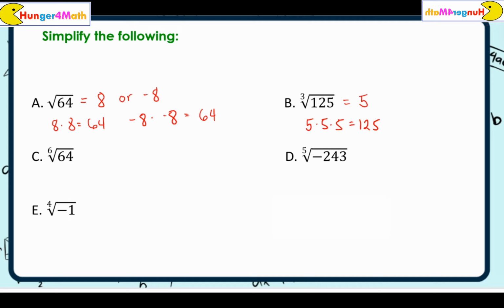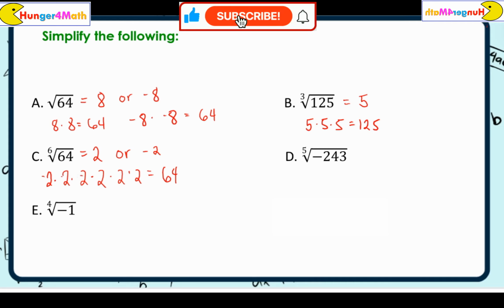Letter C is sixth root of 64. So we're going to think of a number multiplied by itself 6 times. The answer is 64, and that is 2 times 2 times 2, 6 times: 1, 2, 3, 4, 5, 6, and that is equal to 64. Or we can also use negative 2 as an answer, as if we multiply negative 2 six times, it will give us also a positive 64.